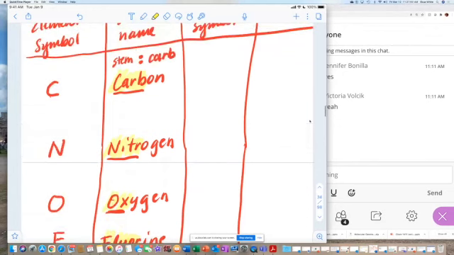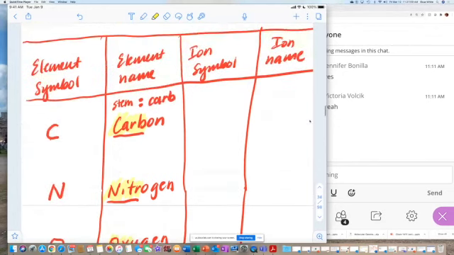Okay. In the symbol for the ion, remember for monoatomic ions, the group number has something to do with it. So here it's usually group number minus 8, or you look at how many steps it takes for that element to get to 8.